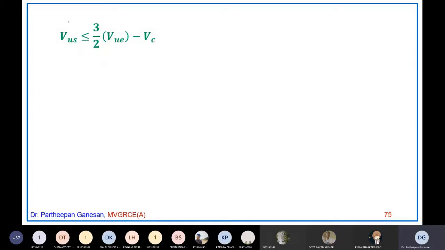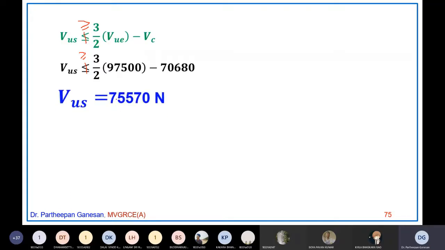So VUS should be greater than or equal to 3/2 VU minus VC. So VUS should be greater than or equal to 3/2 into 97,500 minus 7680. So VUS is coming out to be 75,570. So in the earlier problem, we found out VUS equal to VU minus tau C BD. But here, this one you have to take into account. That's all. There is no other difference. Whenever curtailment is there, this will come into the picture.